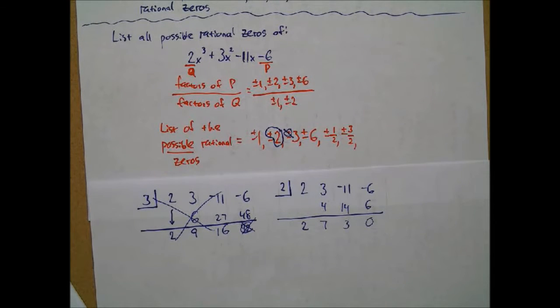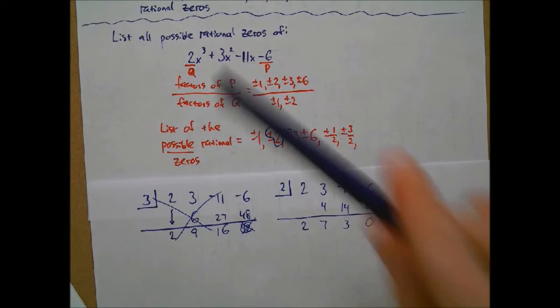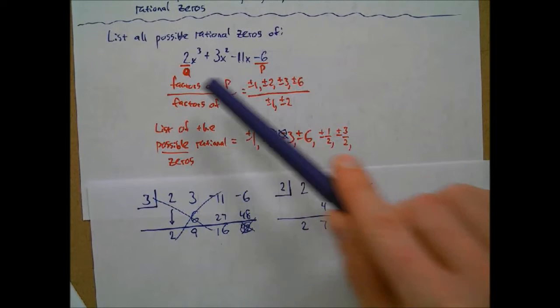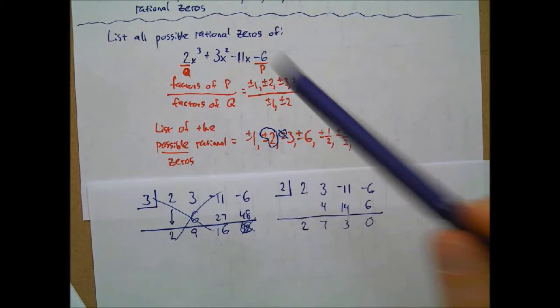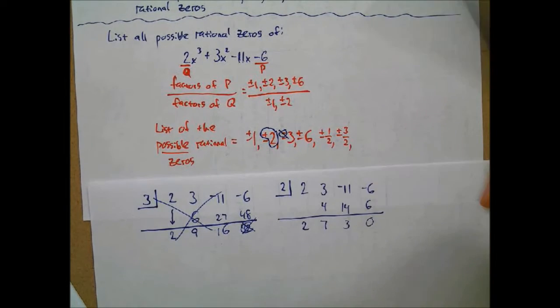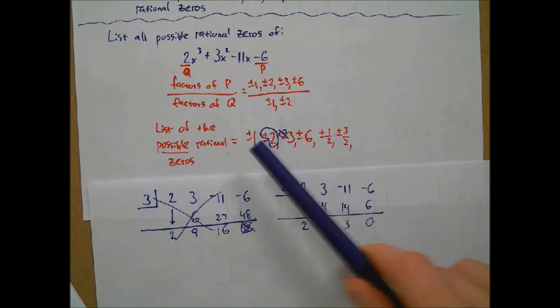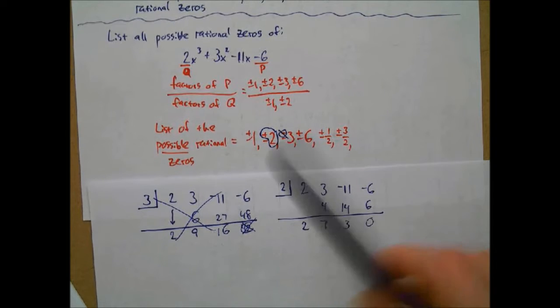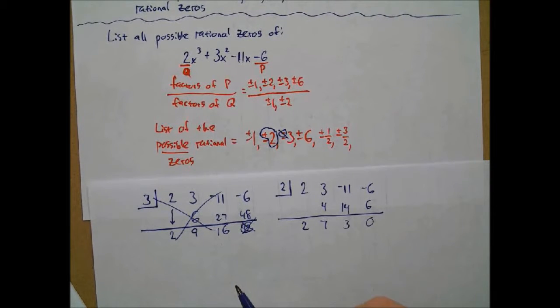But how many possible rational zeros are we going to have here? What's the degree of this thing? The degree of our original polynomial is 3. So that means there could be 3 zeros. We found one of them. So how many more do we have to find still potentially? 2. So I might still have to guess all these different numbers here to figure out which one works. So you have to do each one of those potentially.